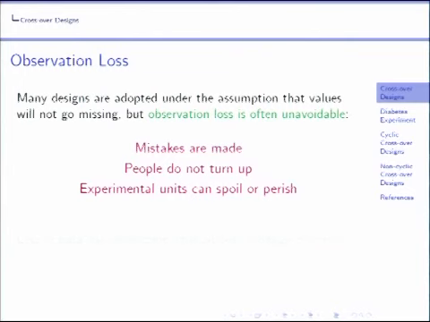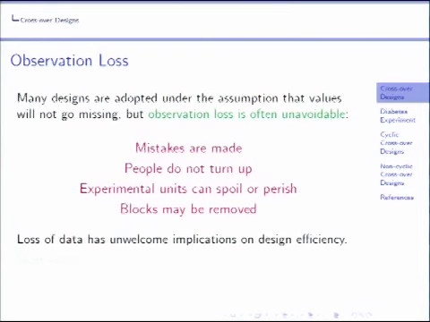Another cause for observation loss is experimental units can spoil or perish. So here I'm hopefully thinking of something like a horticultural trial rather than a clinical trial. And the last one I've got here is blocks can be removed. So you can lose a whole block, something can go, it can be spoilt, or it might be that the person funding the study basically says, no, I'm sorry, but we've run out of money. You can't do the last period of the experiment.